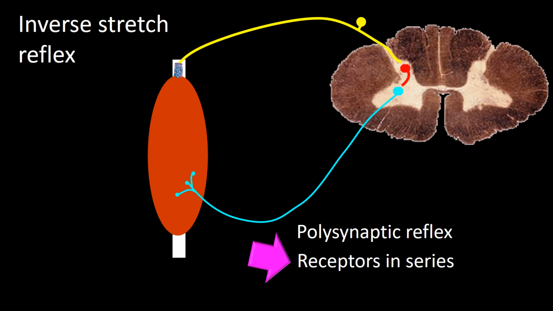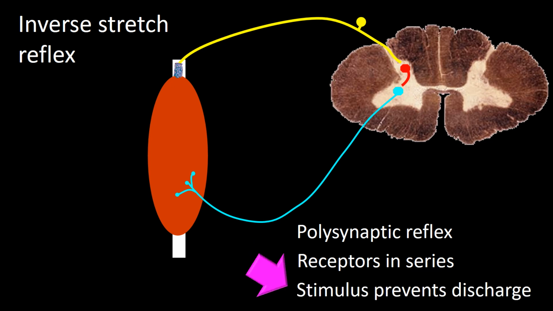In the inverse stretch reflex, the receptors are in series, so it is the shortening of the muscle due to muscle contraction that activates the receptors. And the result is that neuronal circuitry prevents the involved motor neuron from firing, thus returning the muscle to its original pre-contraction size.